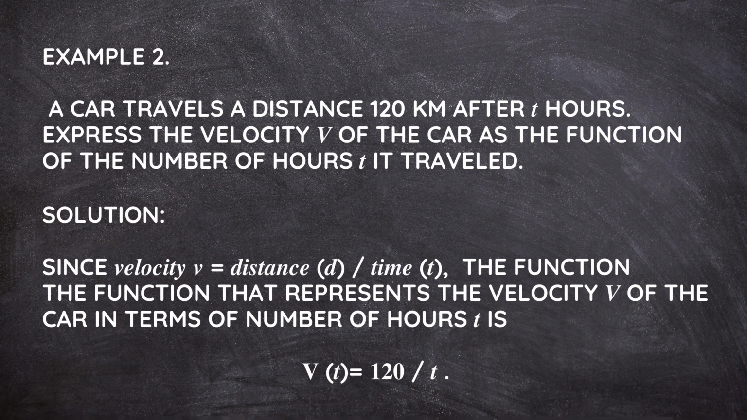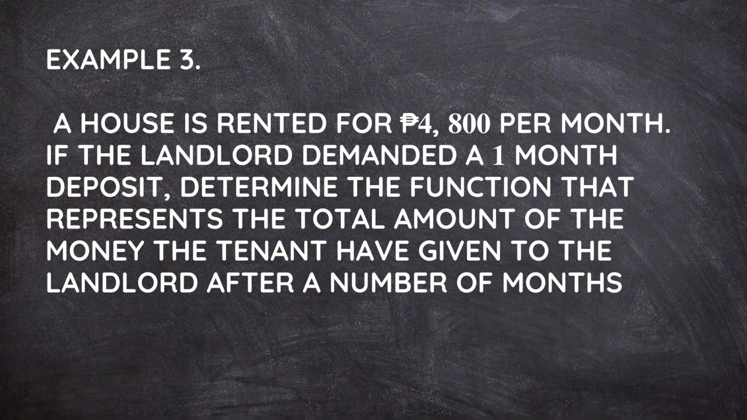Since we know that v represents the velocity, and the formula of the velocity is equal to distance over time, we substitute the distance, which is 120 kilometers, to the formula and obtain v of t equals 120 over t. Thus our final answer.